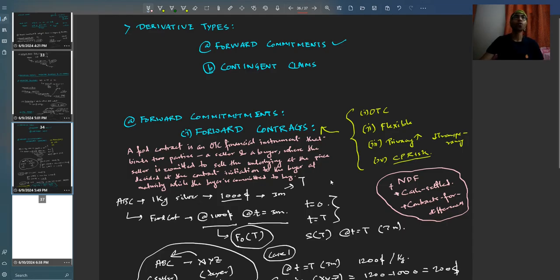Now we will move to a second kind of forward commitment, which is more standardized and exchange based. So that is called the futures contract. Let's discuss that, friends.